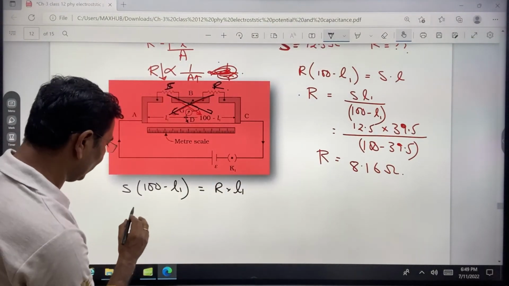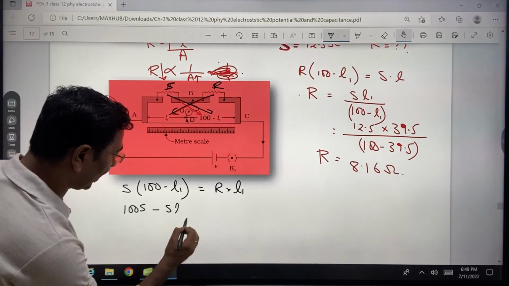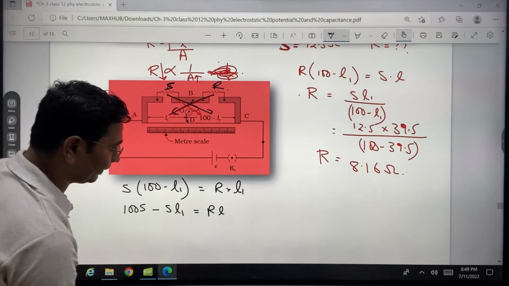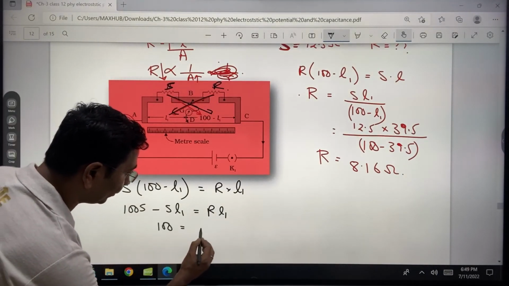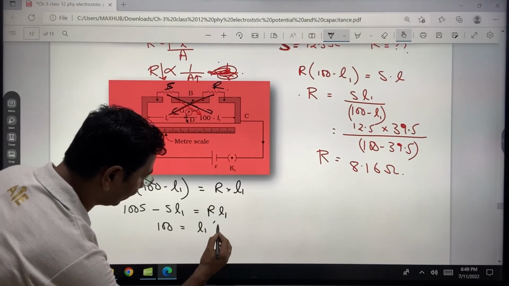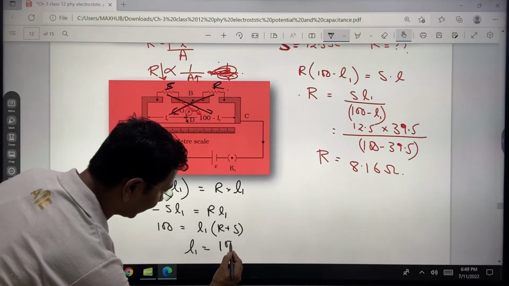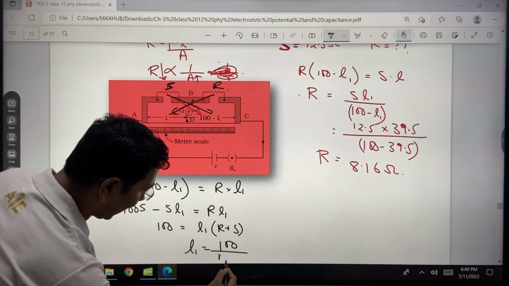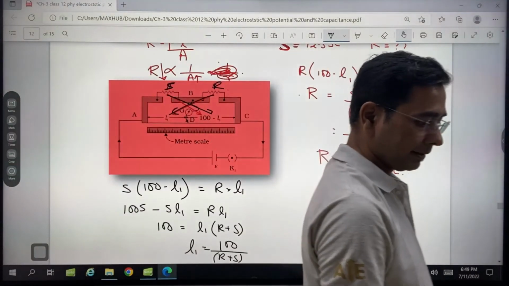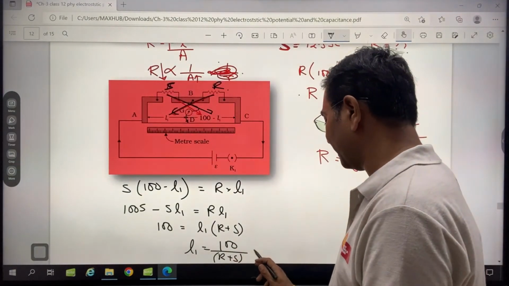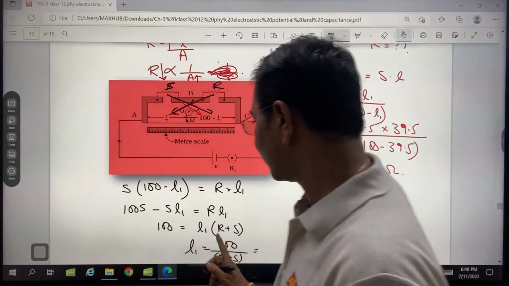So just you calculate this: 100S minus S into L1 is equal to R into L1. So that is 100S is equal to, if I take L1 common, R plus S, and therefore L1 is equal to 100S upon R plus S. Now look at this. So this is the result. R and S we know, so just you try to solve it. Okay, your result will come. Let me check the calculation once.